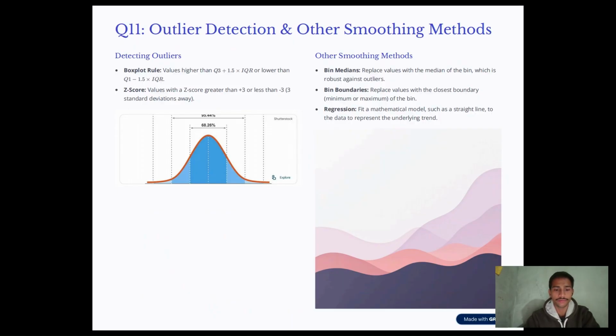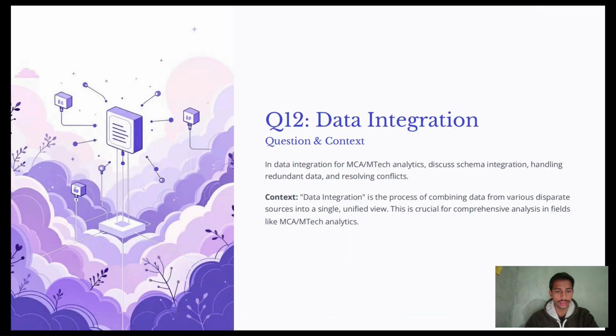to the trend. Moving on to the next question, data integration. In the world of MCA and MTech analytics, data rarely comes from one place. Data integration is the complex process of combining data from multiple disparate sources into a single, unified view. We discussed three specific challenges in this process.